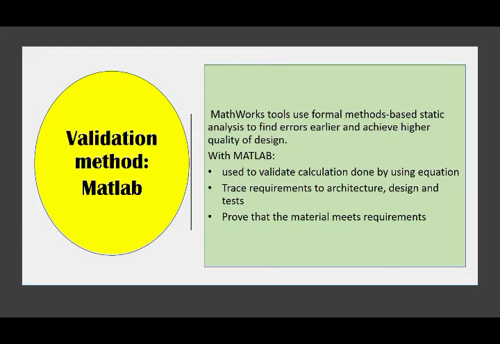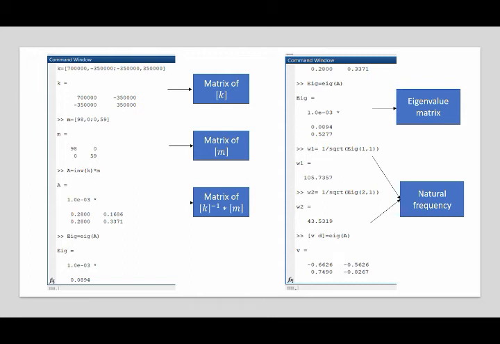In the first step, we insert K, the stiffness matrix, and then we insert the matrix M, the masses. Then we multiply the inverse of K with M. Next, we take the eigenvalues of the square matrix A. The natural frequency omega 1 is 1 over the square root of the first eigenvalue, and omega 2 is 1 over the square root of the second eigenvalue.